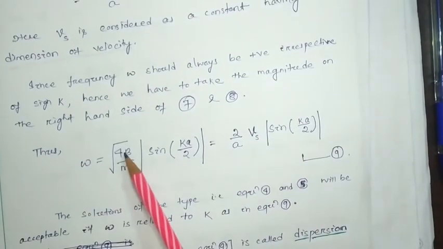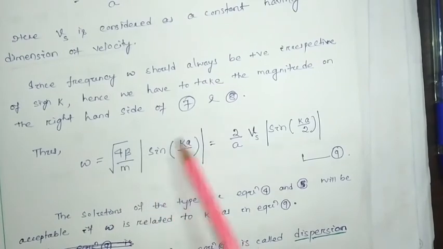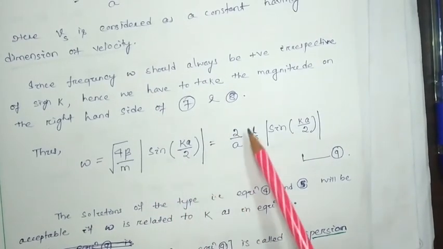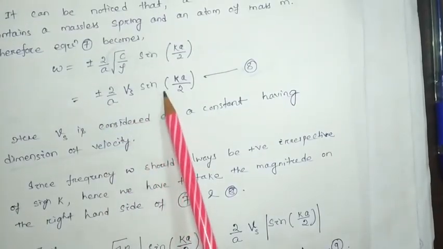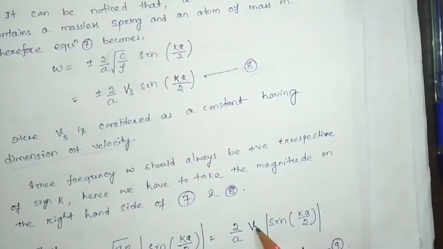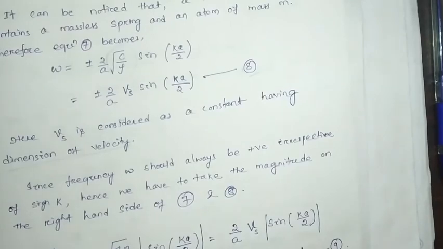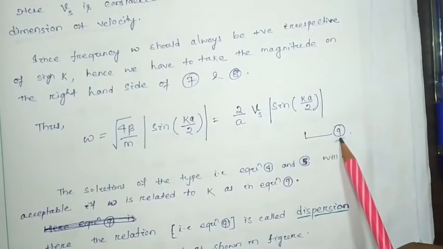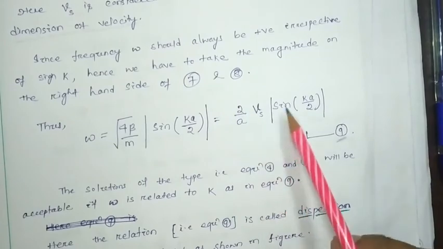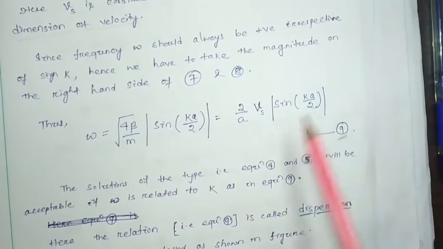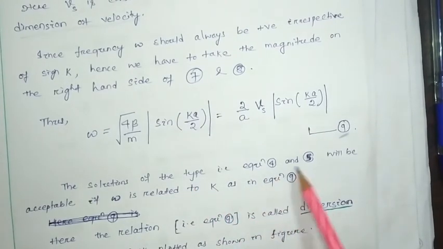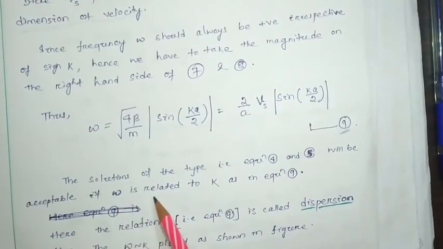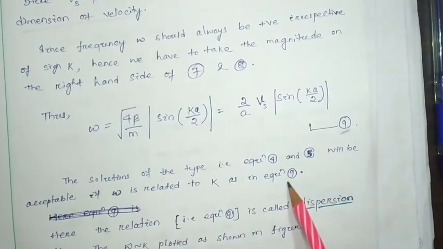So omega will be equal to 4 beta by m, root over the magnitude of sin(ka/2), or it will be (2/a) v_s, from equation number 8, (2/a) v_s |sin(ka/2)|. This is equation number 9. The solutions of the type in equations number 4 and 5 will be acceptable if omega is related to k as in equation number 9.